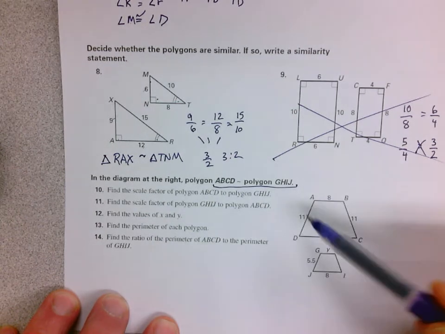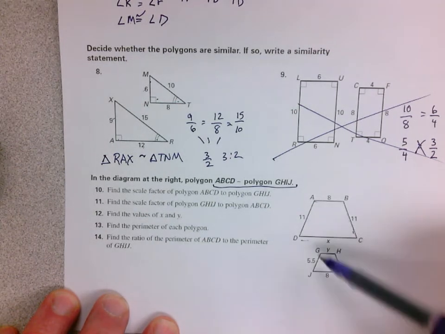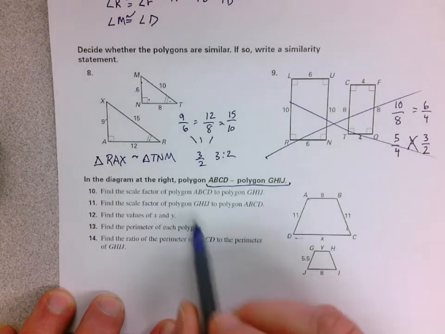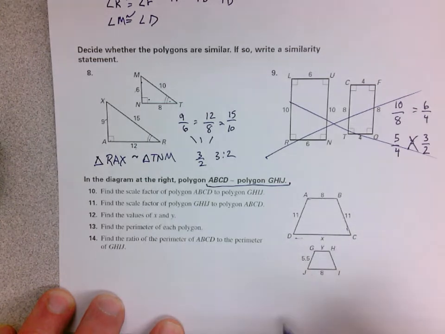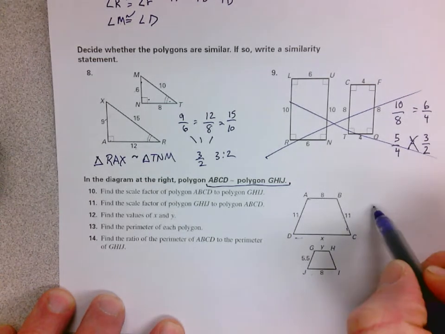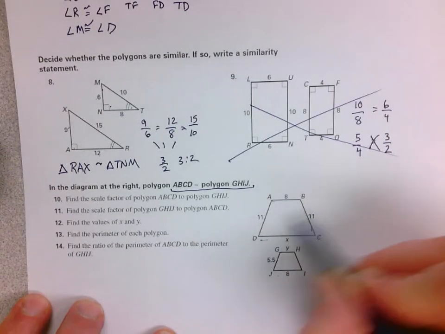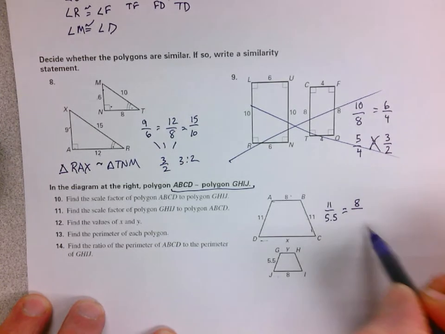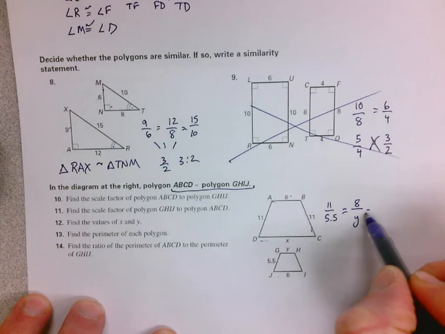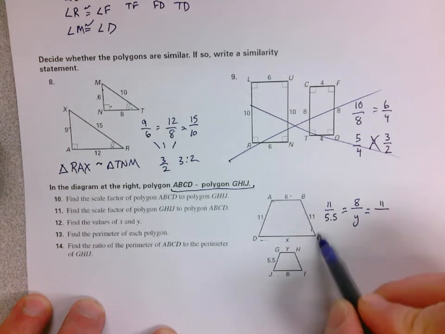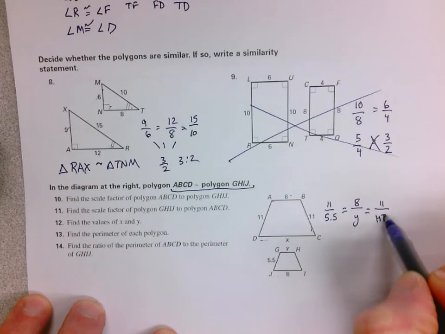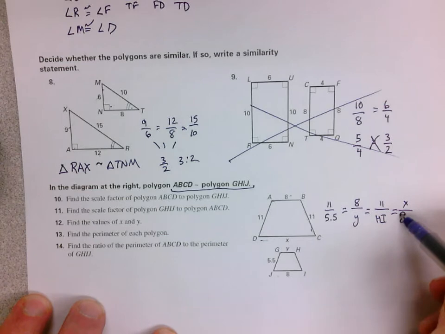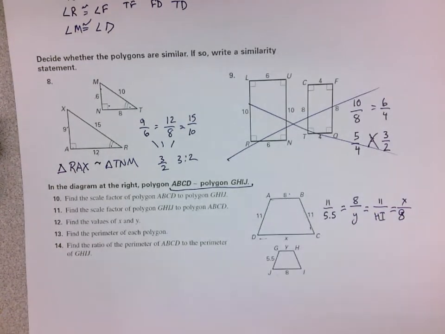A, B, C, D, similar to G, H, I, J. So they're in the right order, so you can look at the sides as they are. So find the scale factor. I just need any two sides, but I'm going to write a proportion over here, and I know 11 over 5.5 equals 8 over y equals 11 over hi equals x over 8.